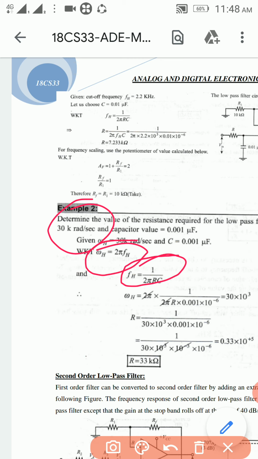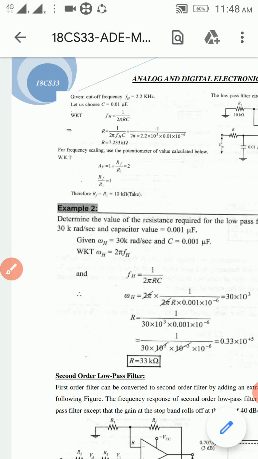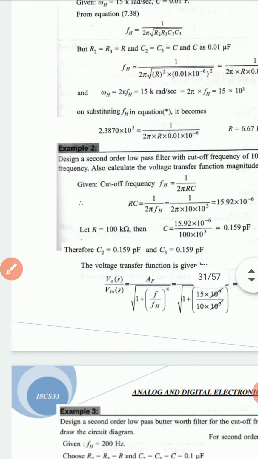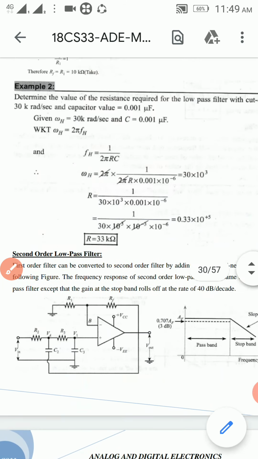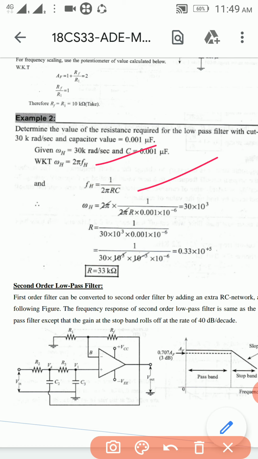So we just have to substitute this FH value, 1 by 2 pi RC, in this equation. We don't know the R value, and we know the WH value and the C value, so we need to find out R. That's a simple problem, you just have to know these formulas. We substitute FH in this equation and find out the resistance value.